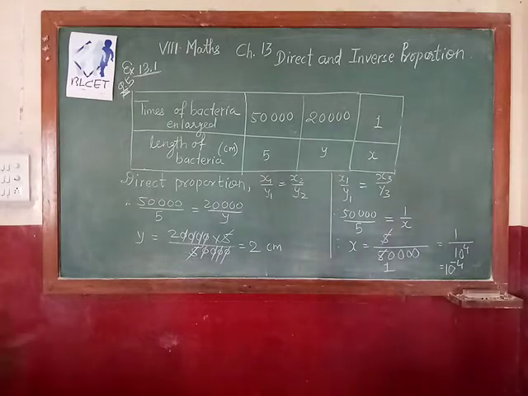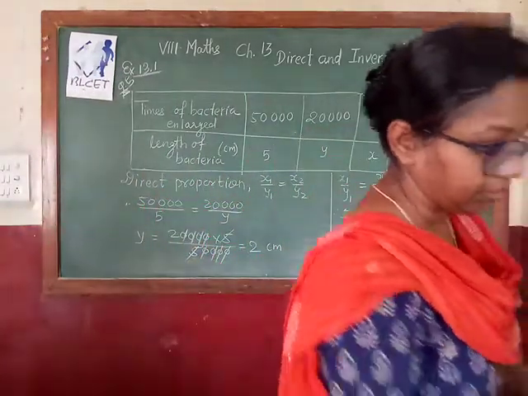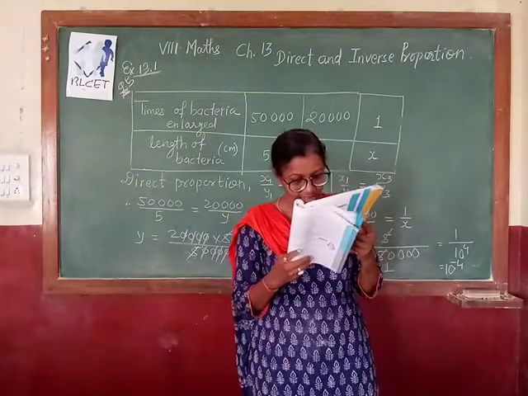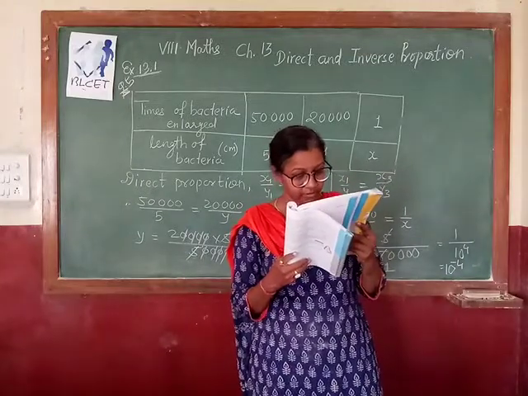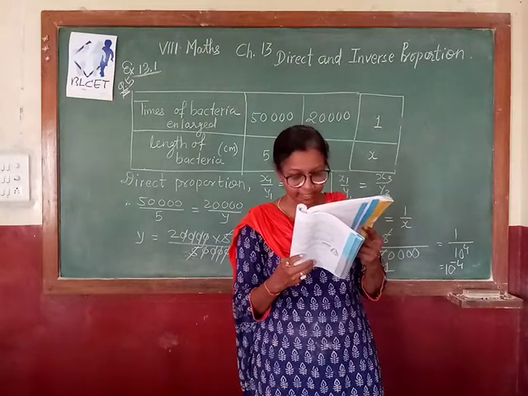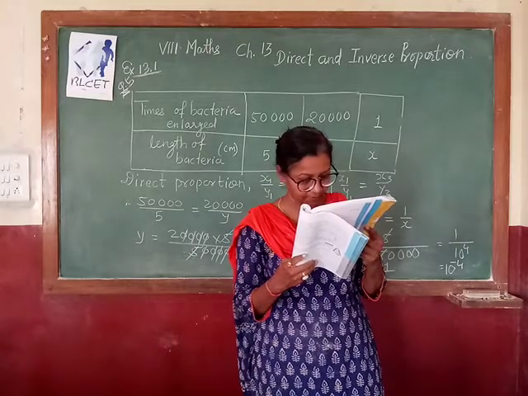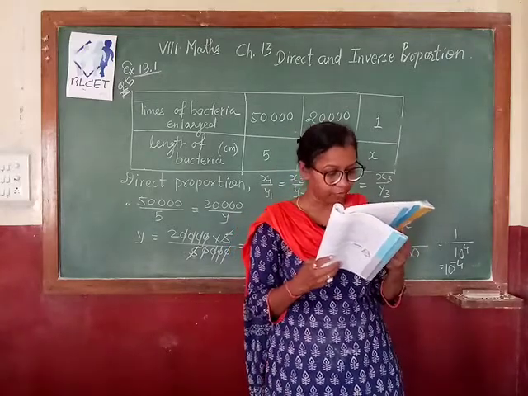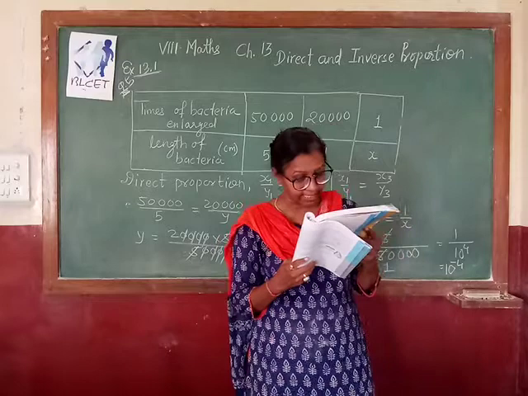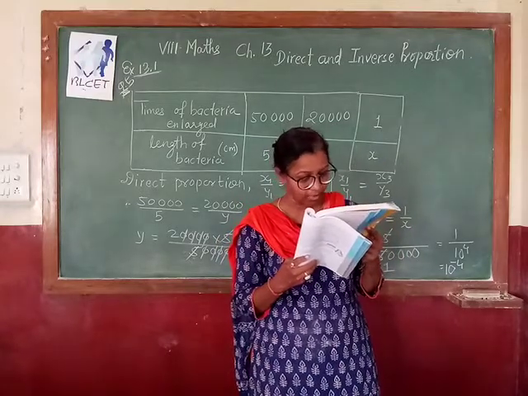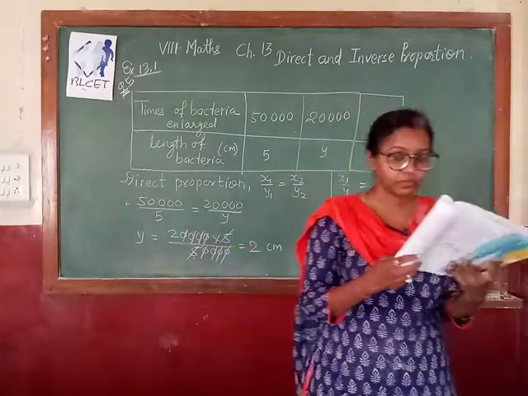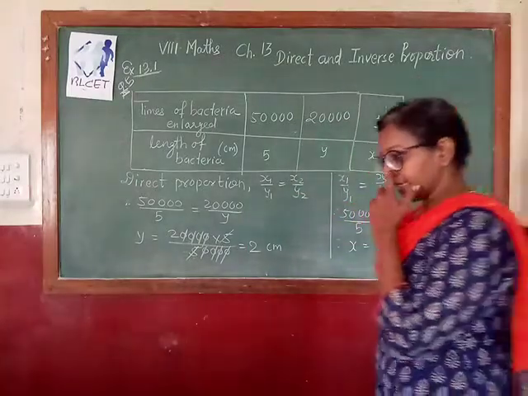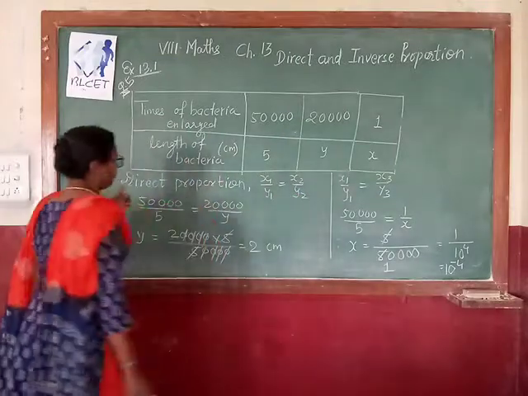Let's move on to the 5th question. The question is, a photograph of a bacteria enlarged 50,000 times attains a length of 5 cm as shown in the diagram. Then what is the actual length of the bacteria? If the photograph is enlarged 20,000 times only, what would be its enlarged length? So whatever data are given, we have to write in the form of a table.